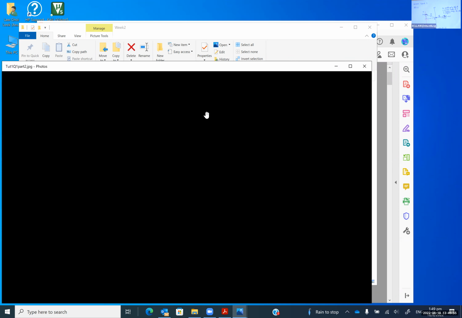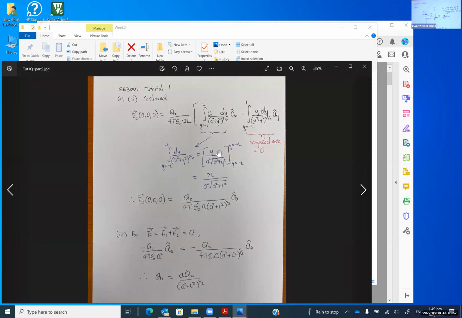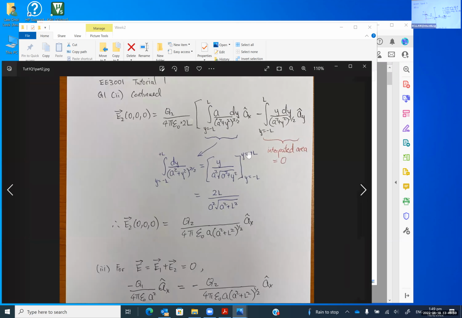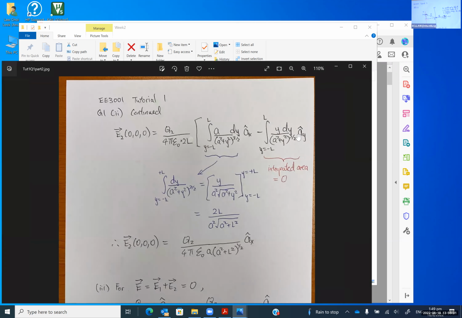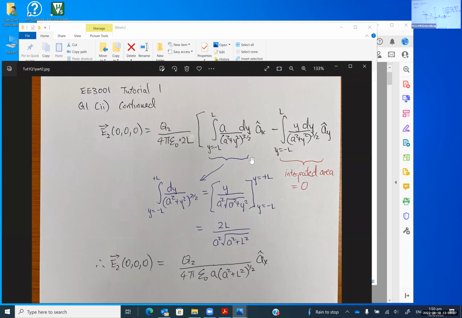Okay, so that's what happens. We separate the two unit vectors. Therefore now we have two integrations to do. Okay with that? So now you start to go and integrate.